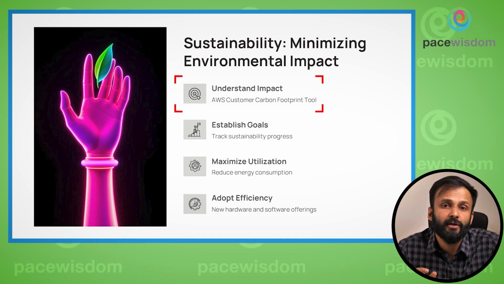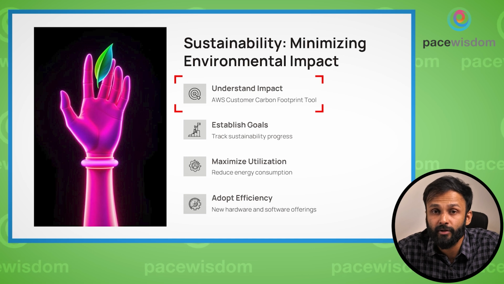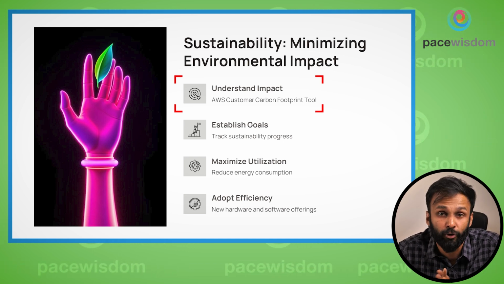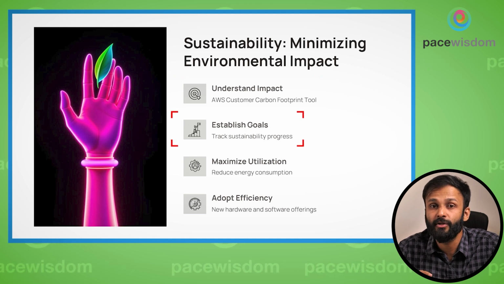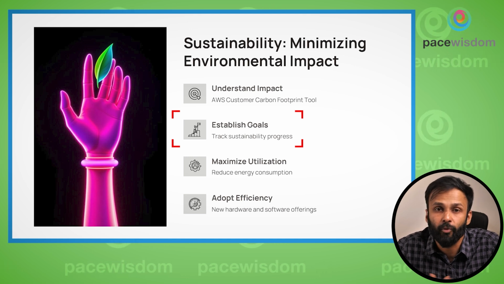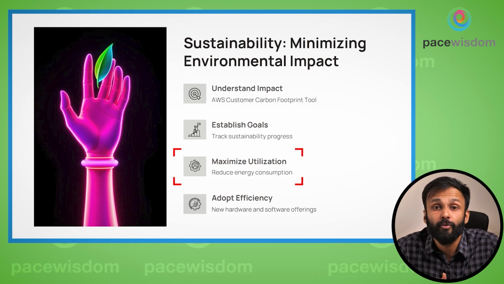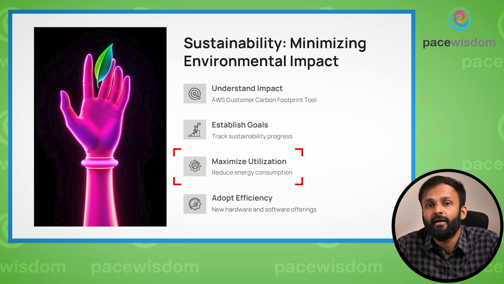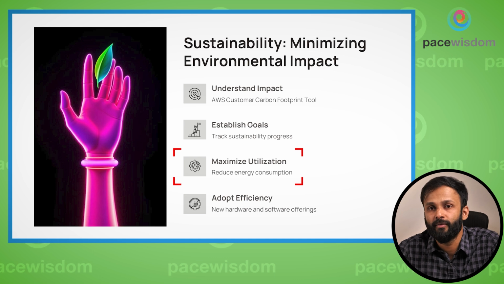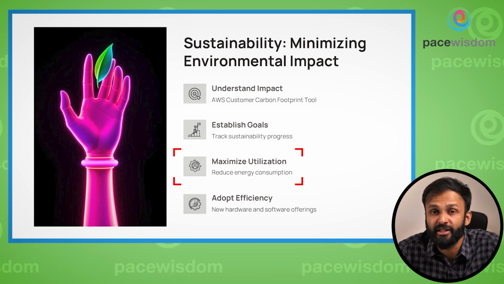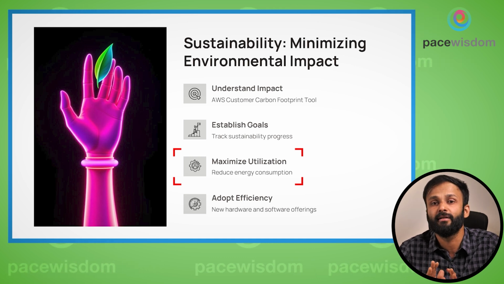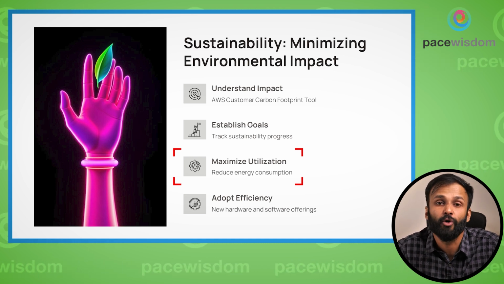It is important to check your AWS usage by using tools such as the AWS Customer Carbon Footprint tool, right? Once you establish your impact, you can track your sustainability progress easily. And let's talk about maximize utilization. Reducing energy consumption is one of the very important things to do here right now, right? You can achieve this energy efficiency by using properly sized resources and using automated solutions to turn off the resources when they are not in use.